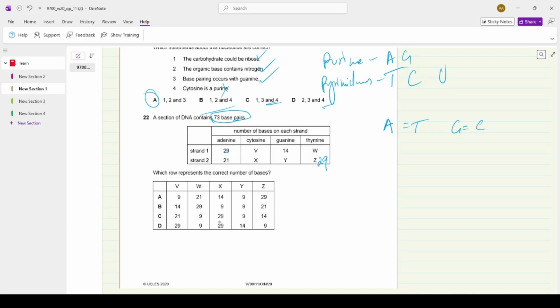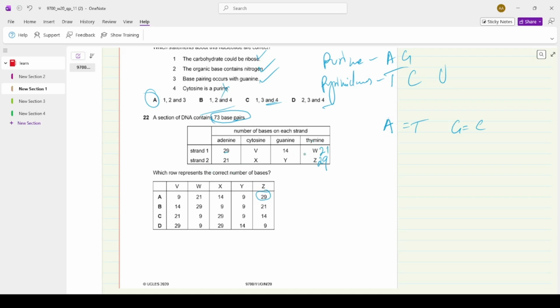So if we check through the options, I think they make it a little bit simple, because we can see that Z is 29 and nowhere else that we're having 29, so most likely A makes sense. But maybe for the purposes of learning, if we are to complete this question, so if we have 21 adenine on one strand, then on the opposite strand we must be having also 21 thymine. So it means that W should be also 21, because thymine pairs with adenine on a different strand.